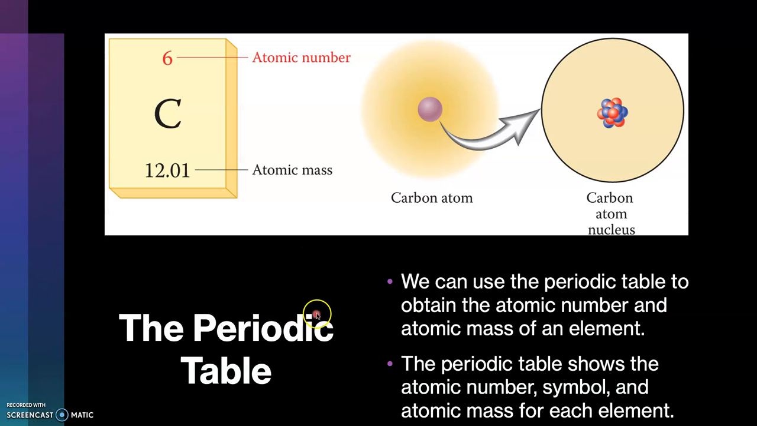Just recall that you can use the periodic table to obtain the atomic number and the atomic mass of an element. Remember, I said that the atomic number is on the top, sometimes in the center, sometimes on the top left. The atomic mass is at the bottom, usually under the name of the element. So the periodic table shows the atomic number, the symbol, and the atomic mass of the element.